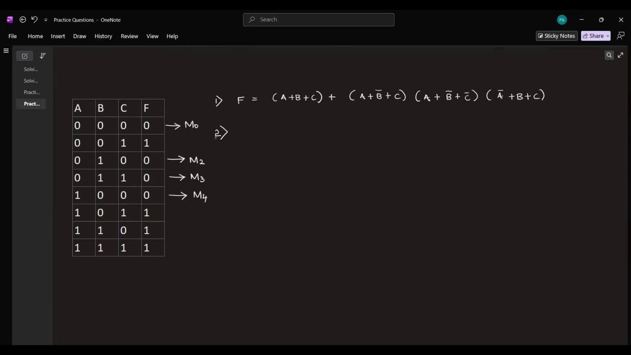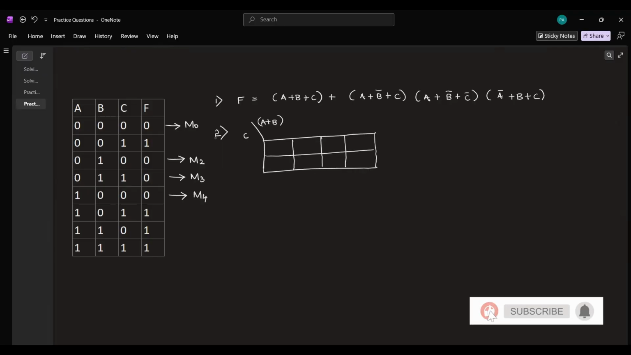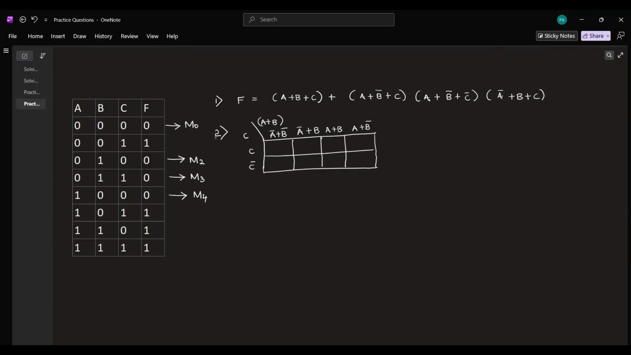Second step, we are going to plot the specific K map. Since there are three inputs, we need 4 by 2 map. A plus B is the direction here. C is the direction here. Not the direction, we are naming the direction. So this will be A bar plus B bar. And then we have A bar plus B. And then A plus B. Finally, A plus B bar. And then we have C and C bar as we normally do. Now let's plot this. A plus B plus C. A plus B bar plus C. A plus B bar plus C bar, and then finally A bar plus B plus C.